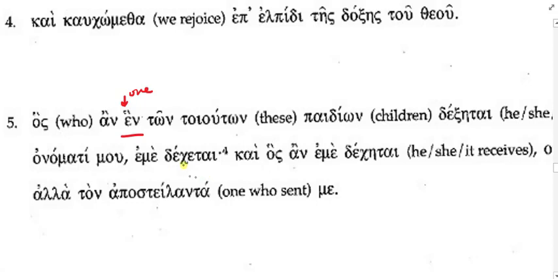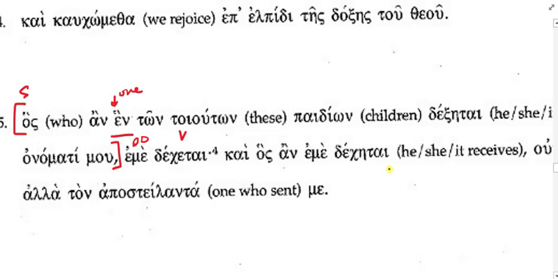So whoever does this, eme dechetai, receives me. Okay? So who's the subject of dechetai? Yeah, the one who does all this stuff. So this whole thing is the subject. Whoever receives one of these children in my name, that person receives me. Verb, direct object. All right?